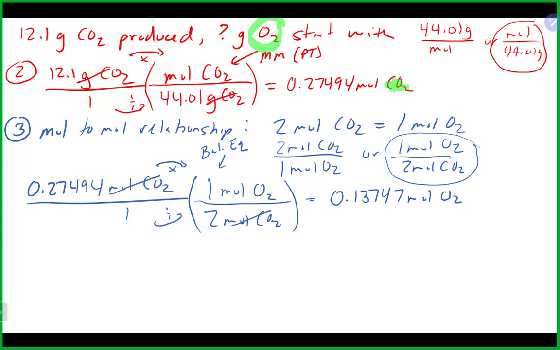That is the big stoichiometry move. It allowed us to go from CO2, which was the only piece of information we knew, to O2, which is really what we're interested in this case. And it is the conversion factor that we get from the equation that allows us to do that. Questions on that there?